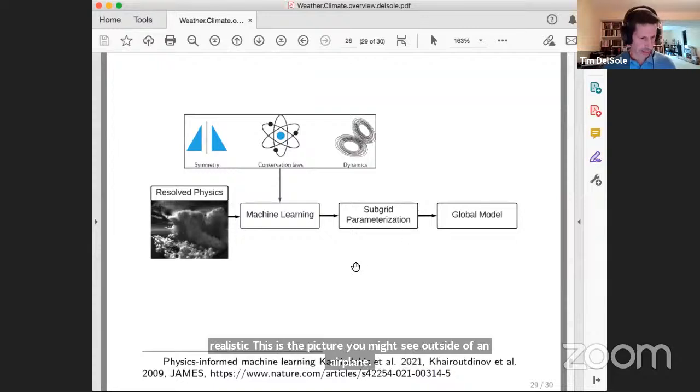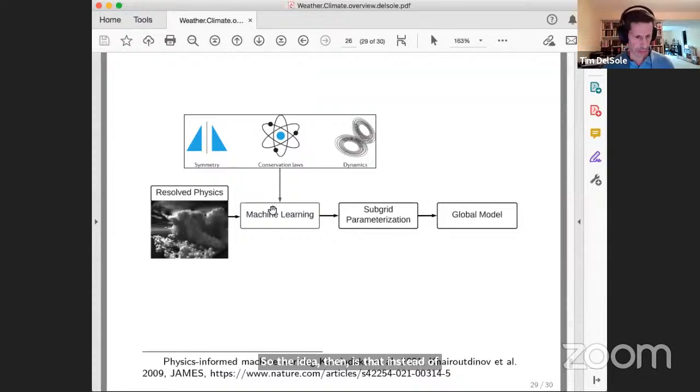So the idea then is that instead of training a machine learning model on observations, we train it on these cloud-resolving models. In addition, we could incorporate other physical or mathematical knowledge we have about the process into the machine learning algorithm. And then we can use this to derive an entirely new type of subgrid parameterization, and then put that into a global model and run. And there will be a few examples of this in the seminars today.